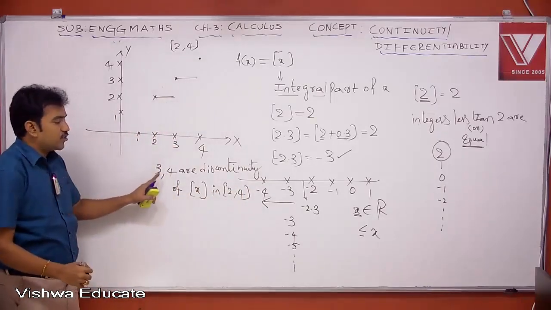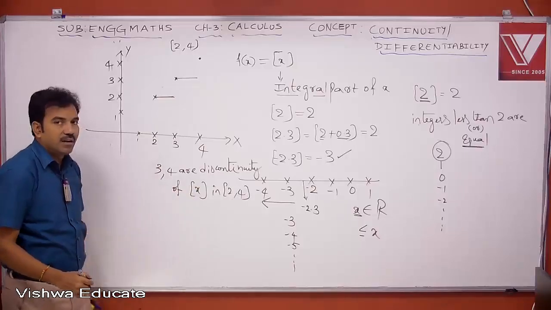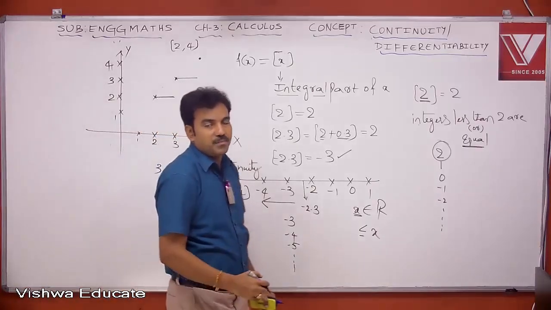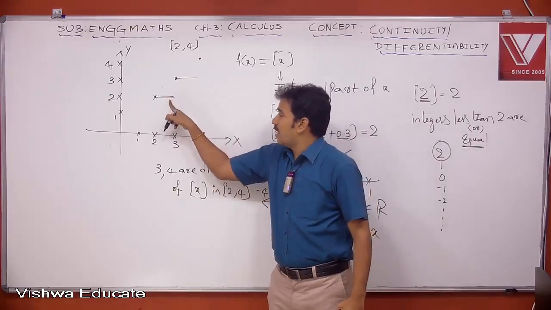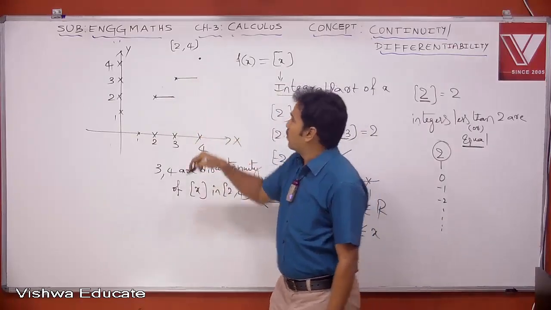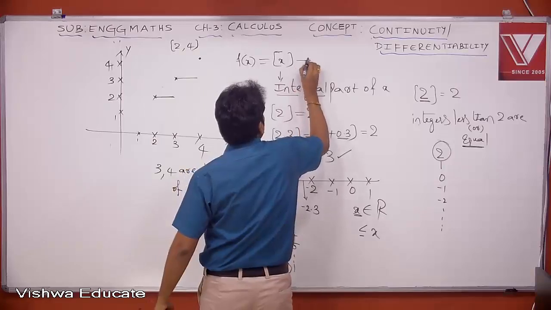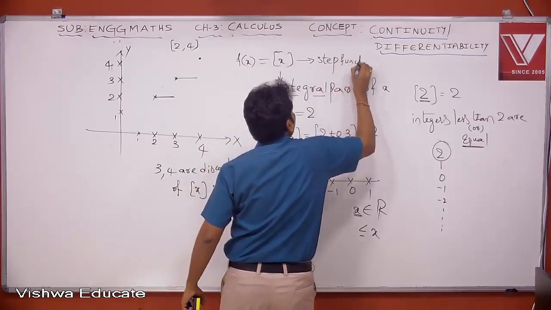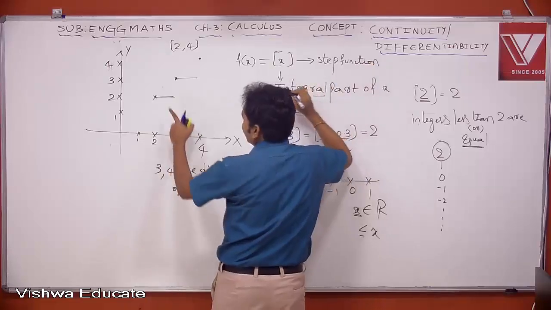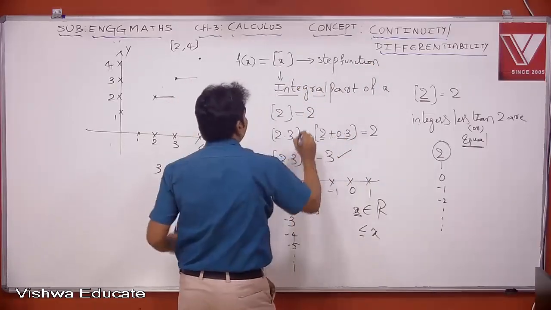So whenever there is at least one discontinuous point in that interval, the function is not continuous. So basically this is called a step function because the graph is just like steps of a building. That's why it is also named as a step function.